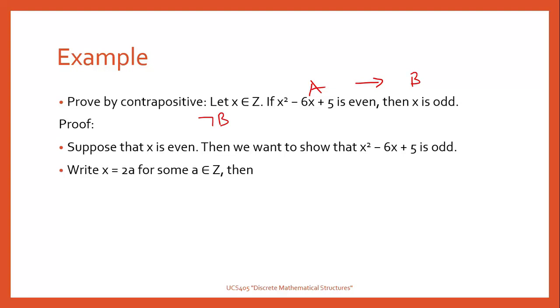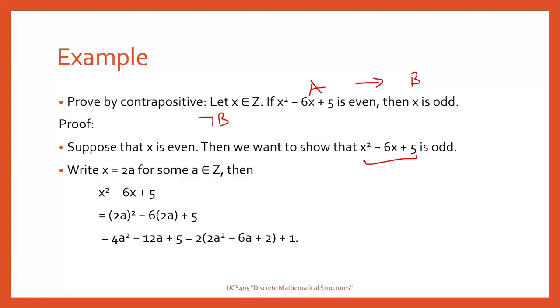Putting x equal to 2a in this equation, we will get (2a) whole square minus 6 into 2a plus 5. Solving it, we will get 4a square minus 12a plus 5. Taking 2 as common, we will get 2(2a square minus 6a plus 2) plus 1. This is an integer. Twice of an integer will be even. Even plus 1 will be odd. So we have proved that x square minus 6x plus 5 is odd if x is even. So according to proof by contrapositive, we can say that if x square minus 6x plus 5 is even, then x is odd.